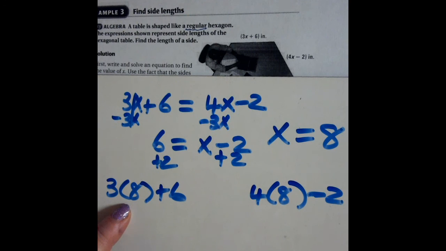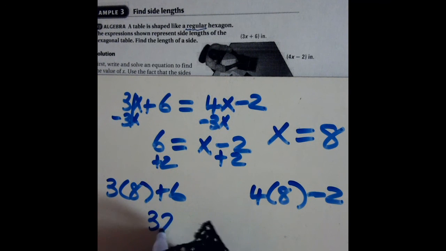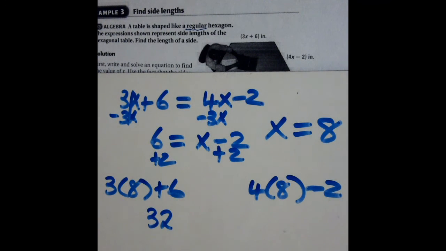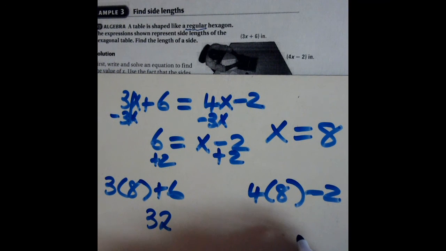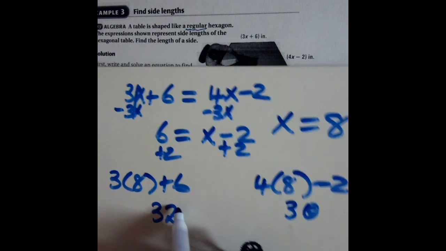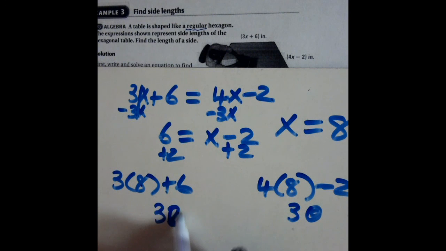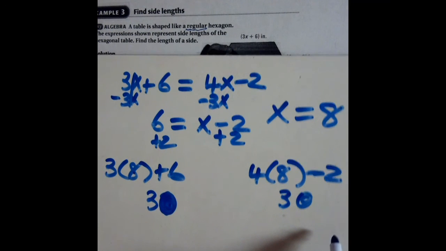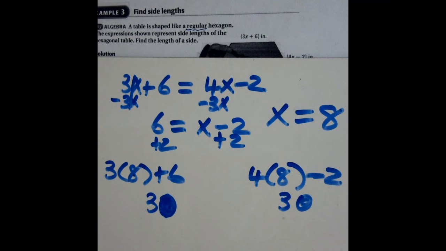3 times 8 is 24. 24 plus 6 is 30. 4 times 8 is 32, minus 2 is 30. Must have done something wrong here. 3 times 8 is 24, plus 6, not 8. I knew something was wrong, so I double checked. Okay, they both are 30, so I know it's correct then.